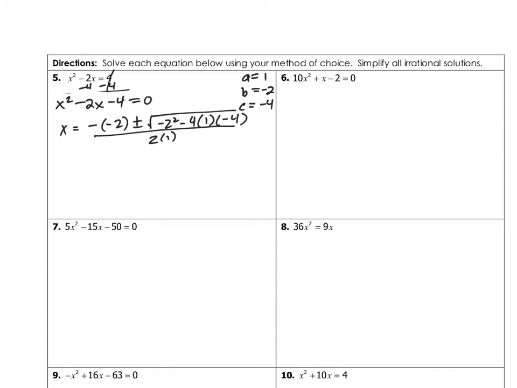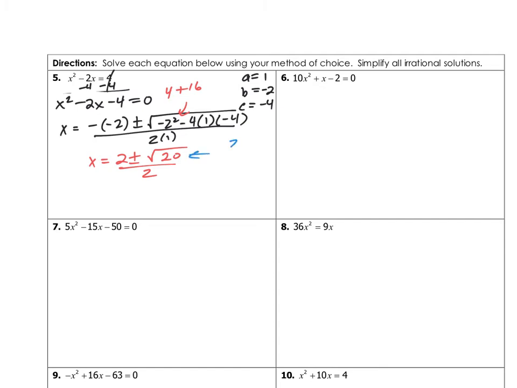Simplify the discriminant first. So negative 4 times 1 is negative 4. Negative 4 times negative 4 is positive 16. So that's going to simplify to 20. So x equals negative and a negative make a positive 2 plus or minus the square root of 20 over 2.